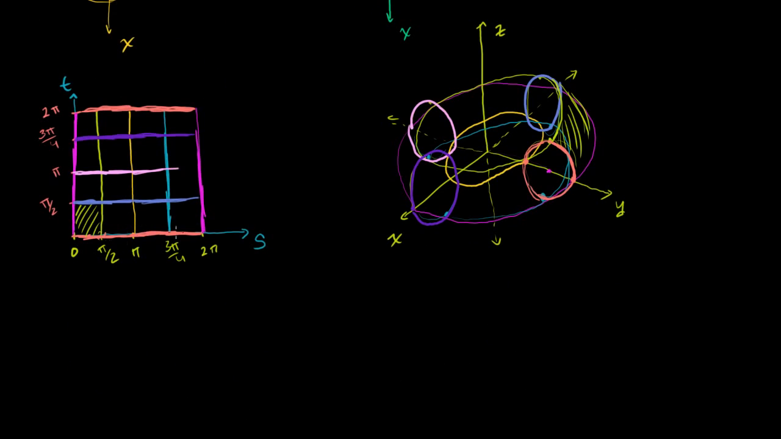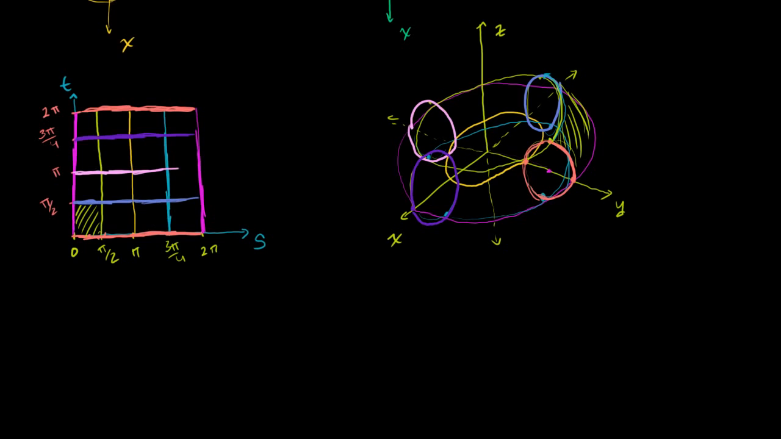S goes between 0 and 2 pi. When T is 0, we haven't rotated out of the ZY plane, and S goes from 0 all the way to 2 pi over there. Then when T goes to 2 pi, we've rotated around the Z-axis a bit. This line in our ST domain corresponds to that circle in our XYZ space. Now, given that, hopefully we visualize it pretty well, let's think about how to define a position vector valued function that is essentially this parameterization.